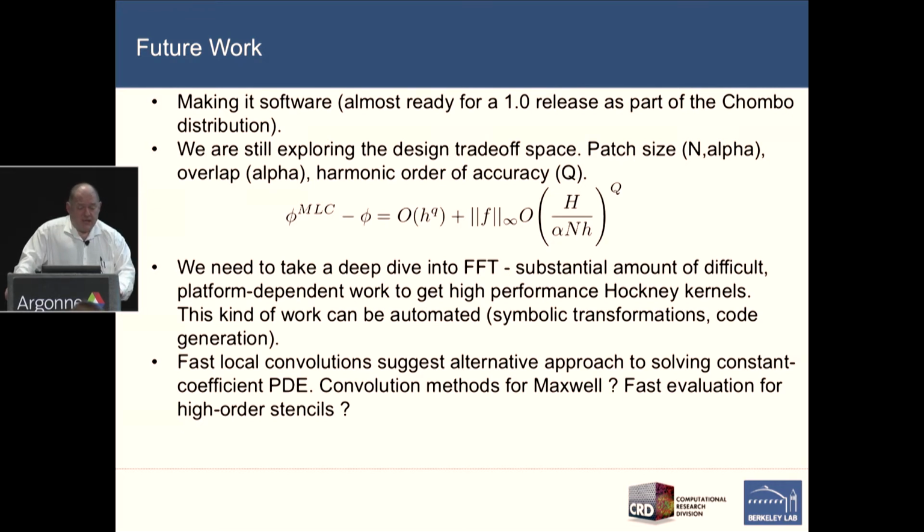We really need to take a deep dive into FFT. There's a substantial amount of difficult platform-dependent work to get high-performance Hockney kernels. This kind of work can be automated. In fact, FFTW was an example of how you automate it. FFTW was written by a couple of smart graduate students at MIT in the mid-90s. And what did they do? They created an engine for essentially a domain-specific language for expressing FFTs. They had a symbolic analysis engine for transforming that, and a tuning engine for figuring out variants, and a code generation. We've been using their generated code for a couple of decades now.